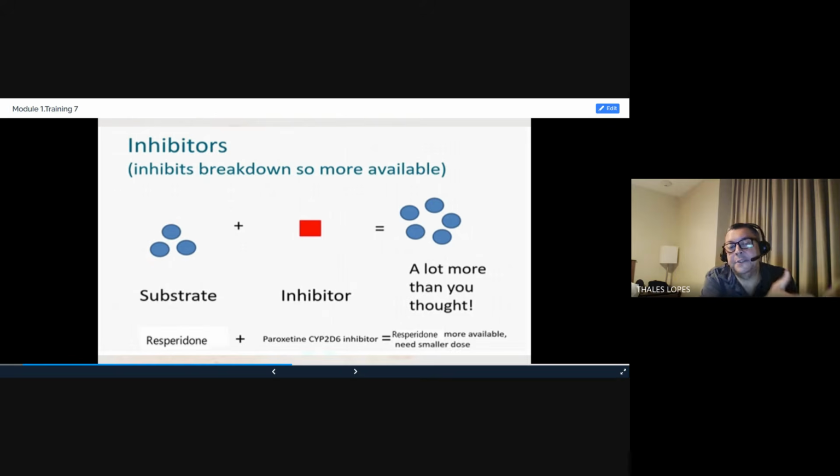The inhibitor here is paroxetine. So what's going to happen to the substrate? Now, instead of 3 little balls there, right, of risperidone, now it's going to be 5. So more of it is available, a lot more than you think. Well, I prescribed 3, now I have 5 in the body. How is that possible? Because the slowdown of the breakdown by the enzymes over time will lead to more of it than what you would expect if the inhibitor was not on board. Okay, does that make sense, everyone?